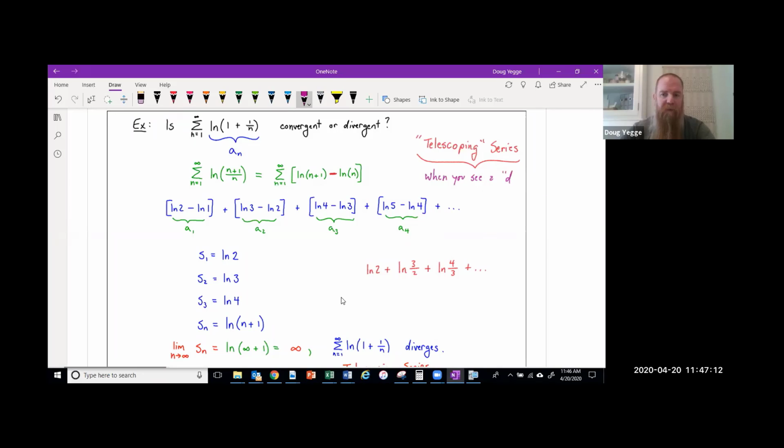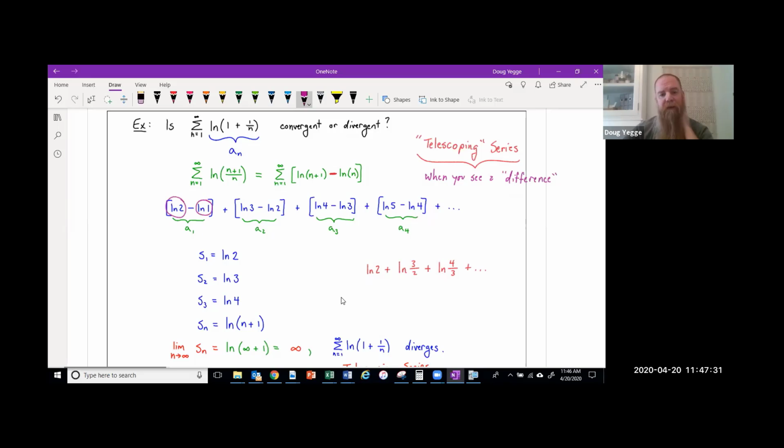Now I'm going to put "difference" in quotes to help you realize that we're talking about the answer to subtraction here when we say difference. So if we were to write this as ln of n plus 1 minus ln of n, now notice what each of these terms does. First one is ln of 2 minus ln of 1.